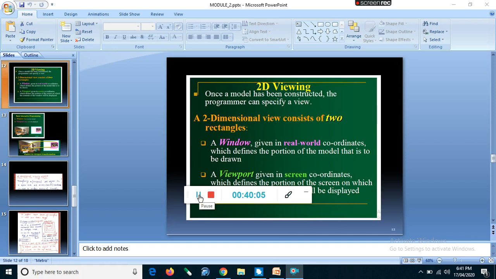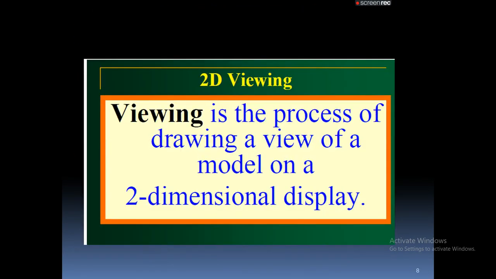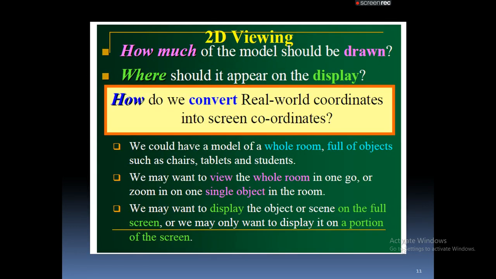Once the object has been created, next we need to specify two things. We need two basic properties whenever we want to display the already created object on the screen of the monitor. First, how much of the model should be drawn? Whether you want to display the complete object or part of the object on the screen. So first you need to decide this. This is the one thing.